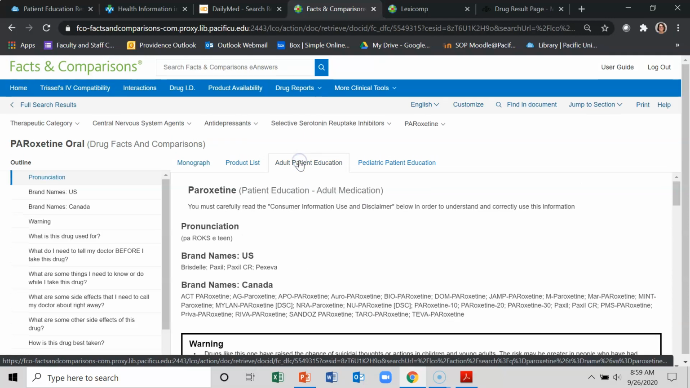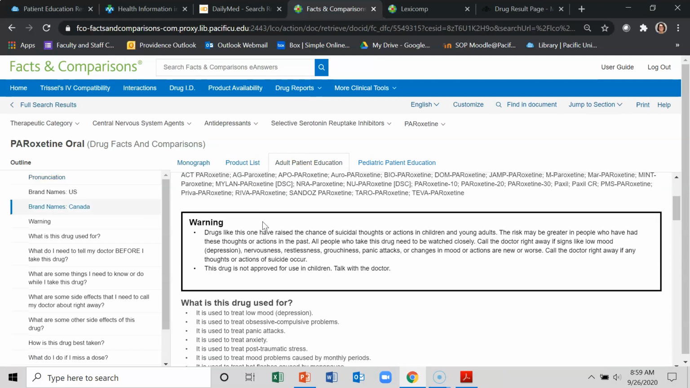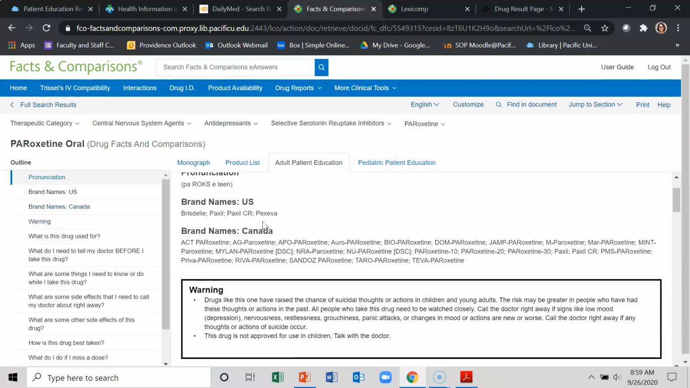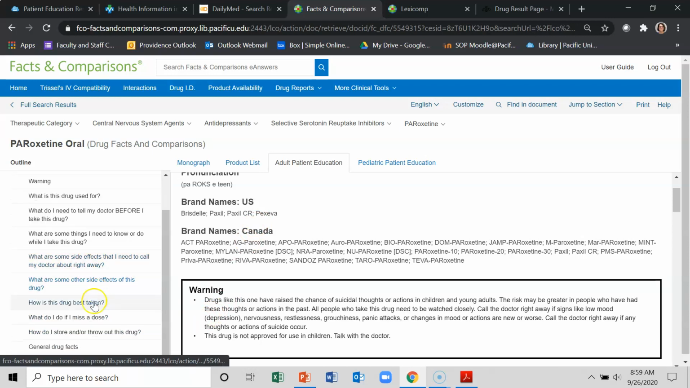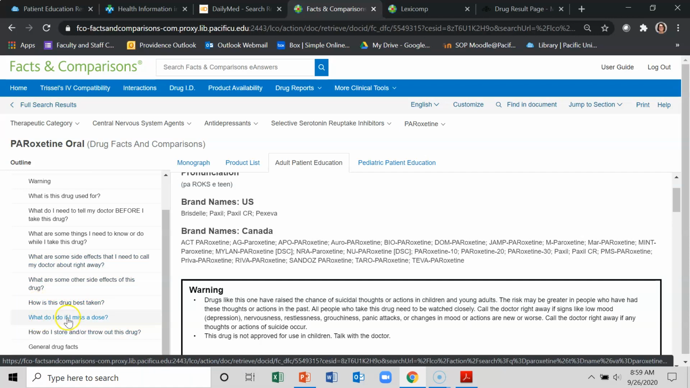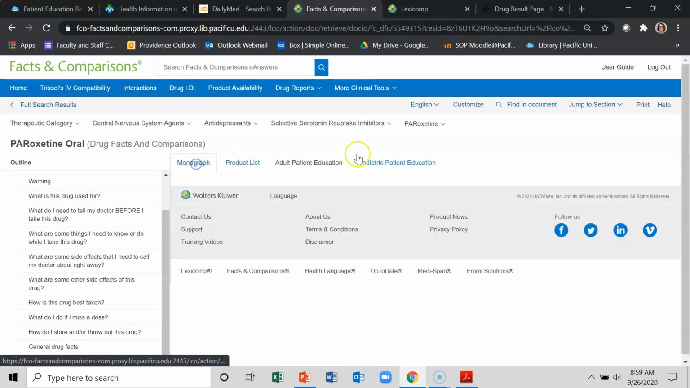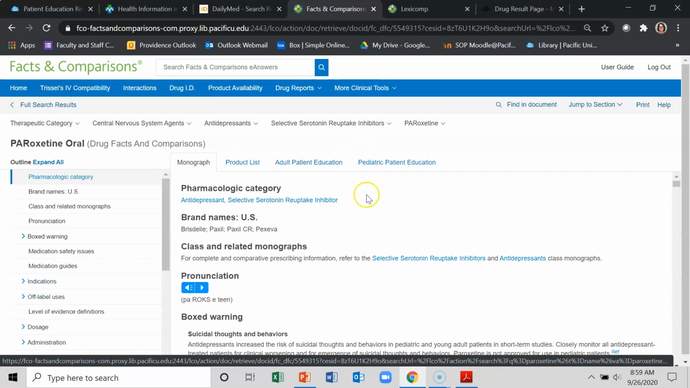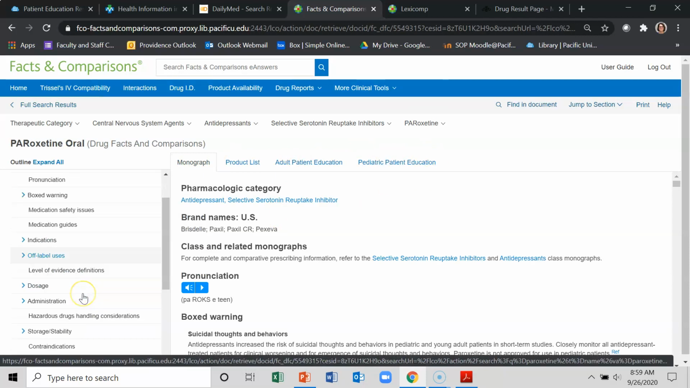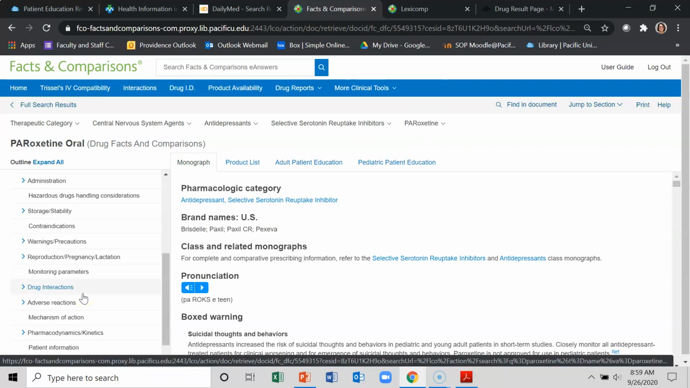Another place where you can find some counseling information is under this Adult Patient Education tab. And here's where you can find that patient leaflet, so patient-friendly information. I often use these if I'm looking for some counseling points. It will tell me how it's best taken, what to do if I miss a dose, some of these things that I want to be prepared to talk with the patient about. So that's just the Adult Patient Education tab. They also have one for pediatrics as well.